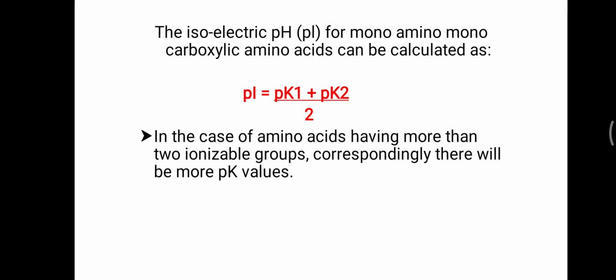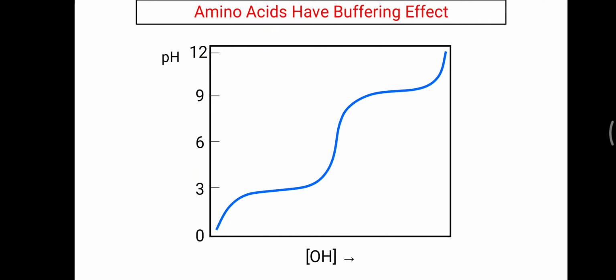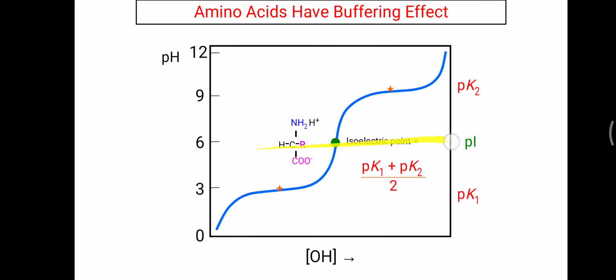In the case of an amino acid having more than 2 ionizable groups, correspondingly there will be more pK values, but the isoelectric point will be only 1, and that is calculated by a simple formula. But here we will look at how this isoelectric point is explained with the help of a graph. In this graph, the pH of the amino acid solution is shown. So there is a pK1 value, at which 50% of the molecules are in cationic form and 50% are in zwitterion form. At one particular pH there is no net charge, and that is called the isoelectric point, which is calculated with the help of pK1 and pK2.